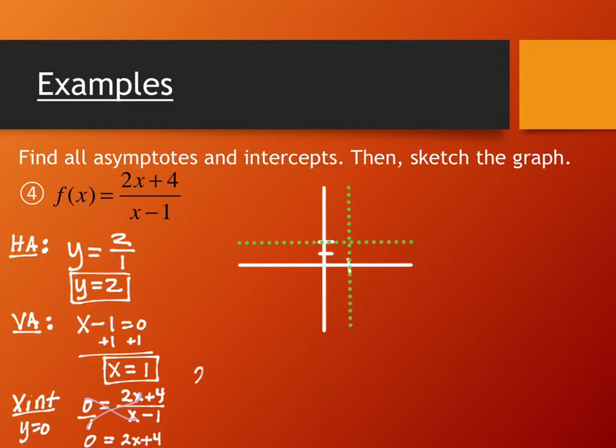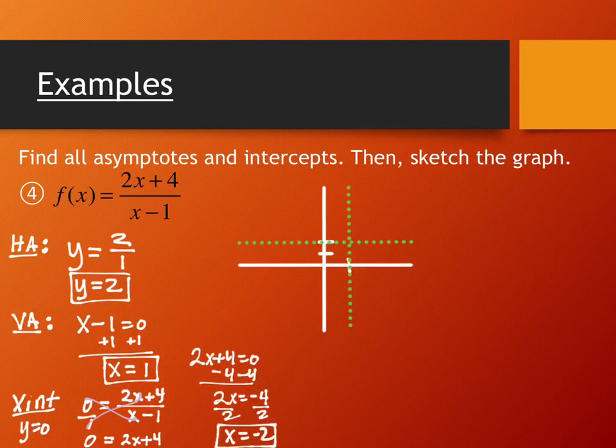So 2x plus 4 equals 0. I'll subtract my 4. 2x equals negative 4. And divide by 2. So x is equal to negative 2. Okay, that's an x-intercept. I'm going to go ahead and plot it, and then we will come back to the other piece that we need to find. The x-intercept of negative 2 would be over here.